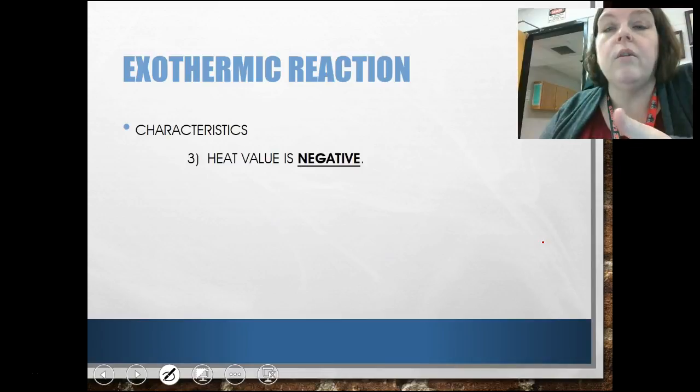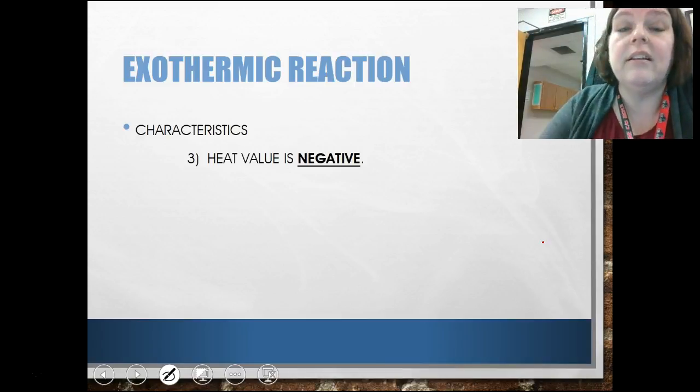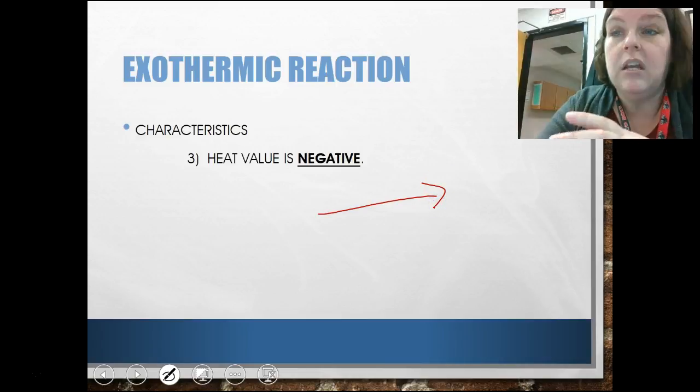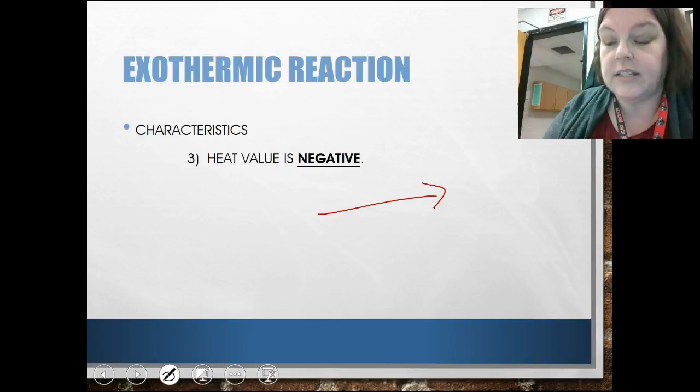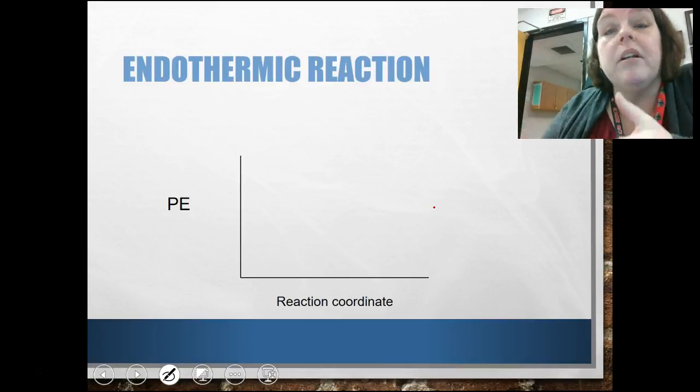The heat value is always going to be negative. Why is it negative? Remember, the sign tells me direction. What is it telling me? It's telling me it's going out of the system. So heat going out of the system is negative. That's all it's telling me. It's directional. That's it. Okay, so in an endothermic reaction, we have something a little different happening.